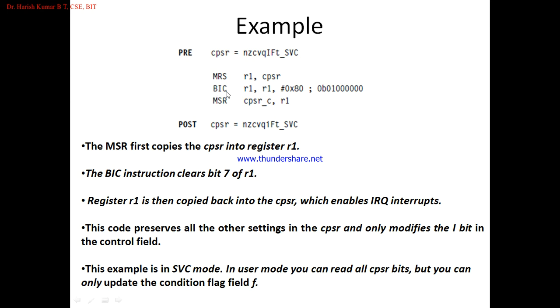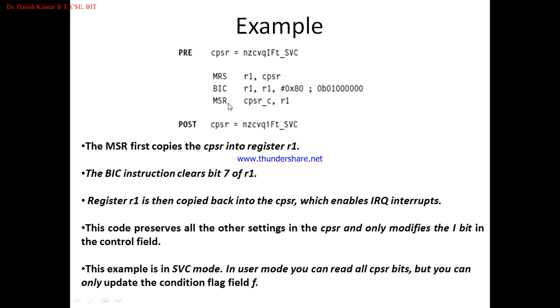Now I'm calling a logical bit clear instruction, BIC, which you already know. It does the first register AND the negation of the second register. Now R1, and then 8 I'm taking. 80 in binary is like this. Now this particular bit I want to clear, so that is the reason I made it 1.